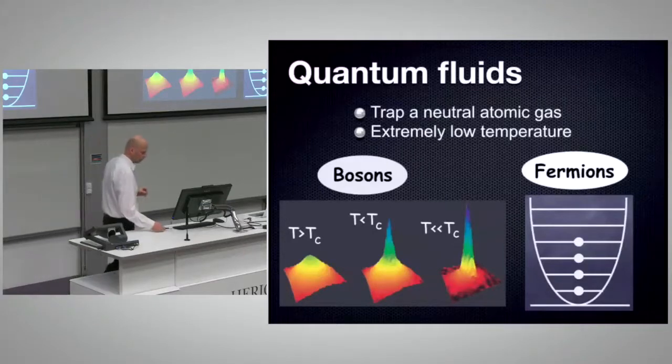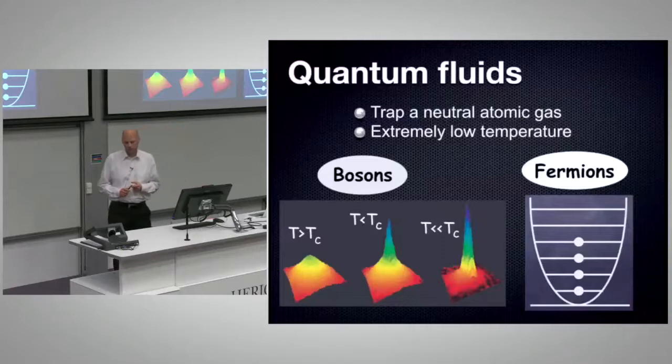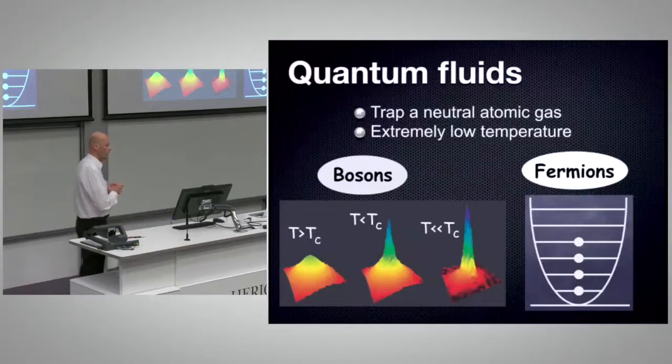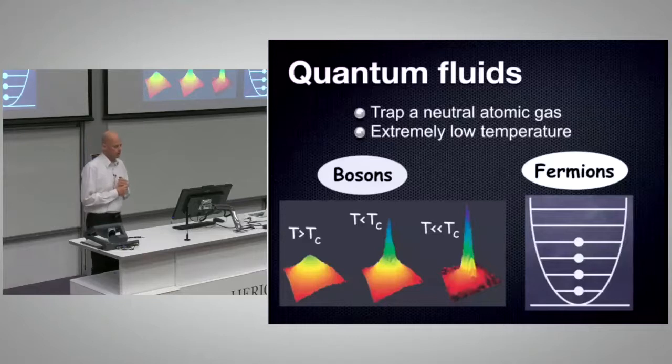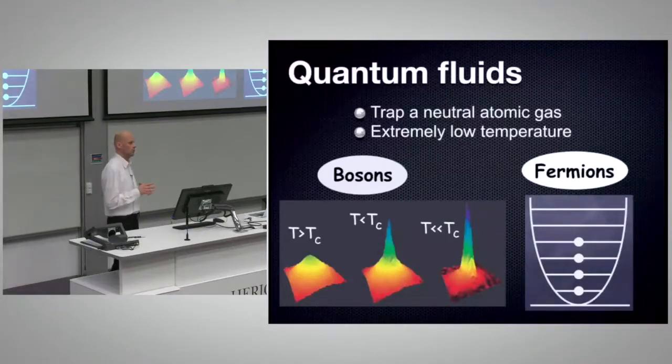Now, in nature, there are two types of particles. They're called bosons and fermions. And they're very different particles. Fermions don't like to be together, basically. You can't put two fermions in the same physical state. You can't put two fermions in the same space. Quantum physics doesn't allow that.